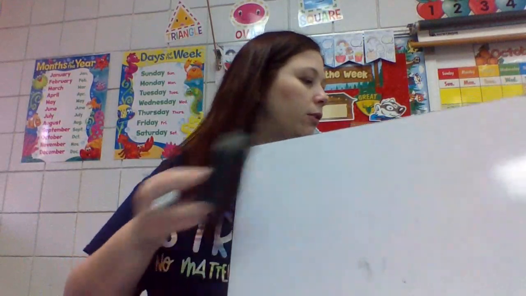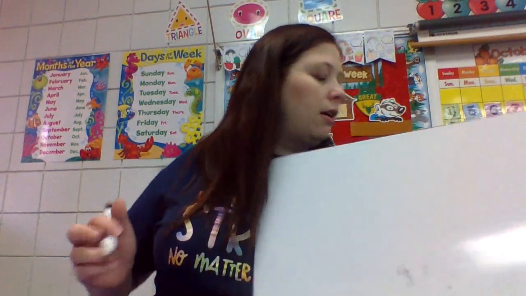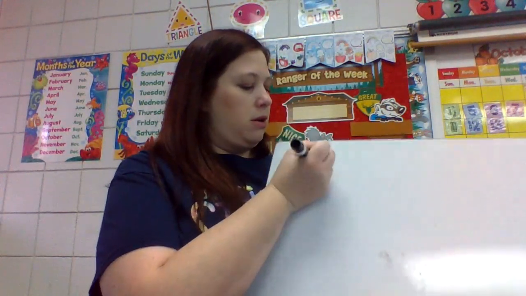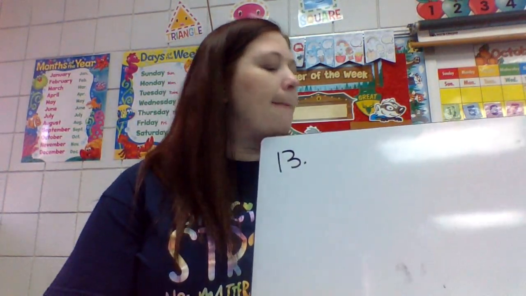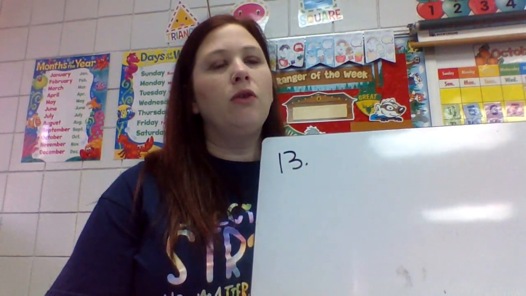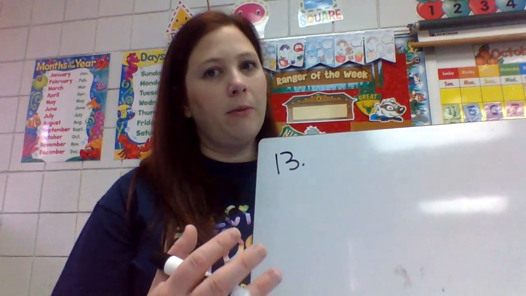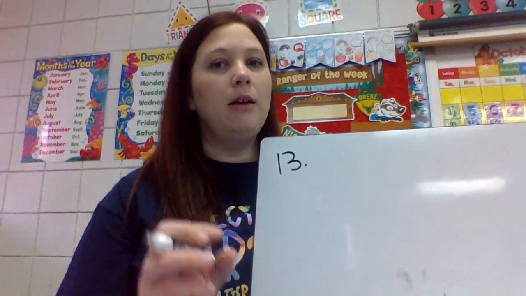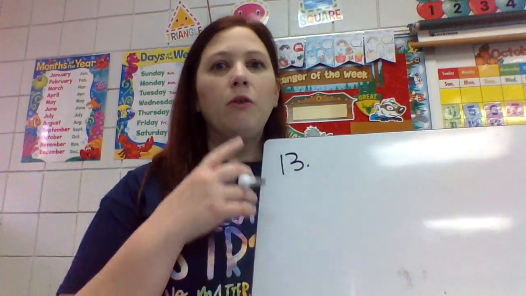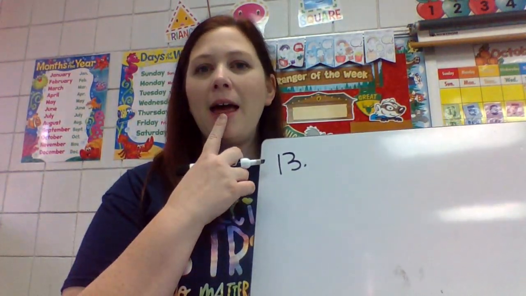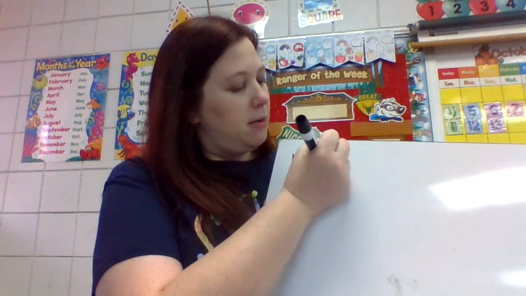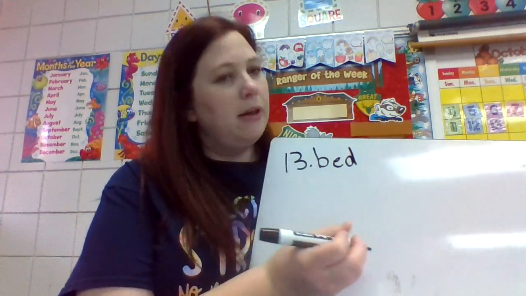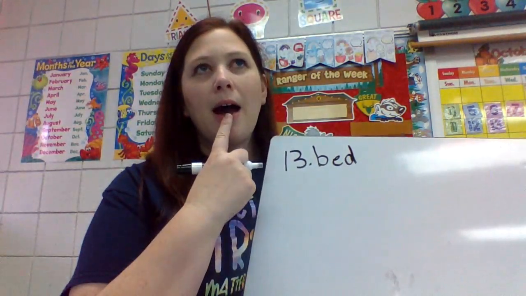Number 13, we are going to practice spelling a couple of compound words. So number 13 is bedtime. So try not to overwhelm yourself by spelling bedtime all together. You can start with just bed and then do time. So bed you can sound out b-e-d. And then we can do time. T-I-M.